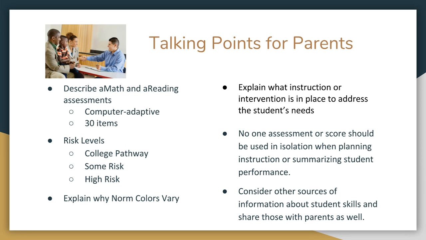There are some talking points for parents. When working with the math and reading assessment, they need to understand that it is a computer test and that there are 30 items on each test. They also have to understand the risk levels for their child so that they can see and understand the sheet that is sent home. They also need to know the norm colors. It's important to explain what instruction or interventions are taking place that the student needs. They should also consider the sources of information that the student's skills will be using so that the parents can use them at home as well.